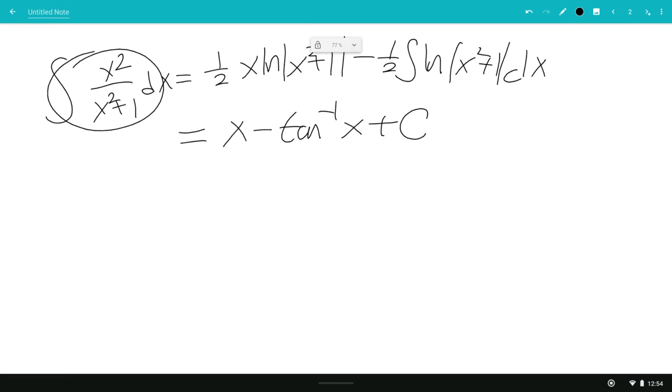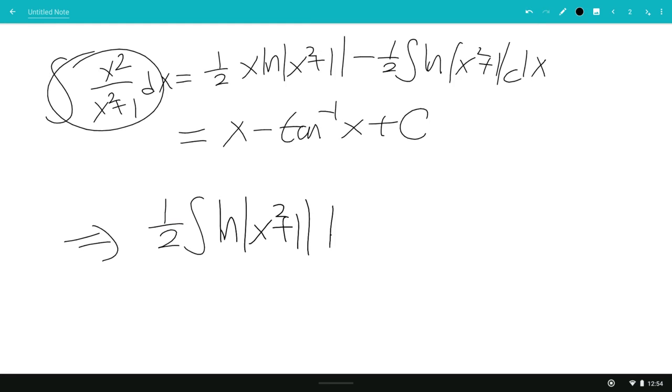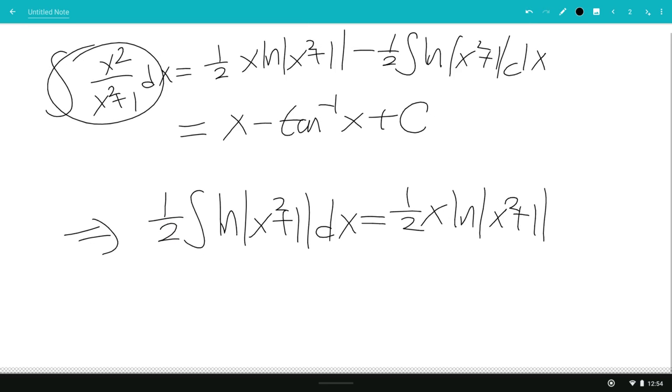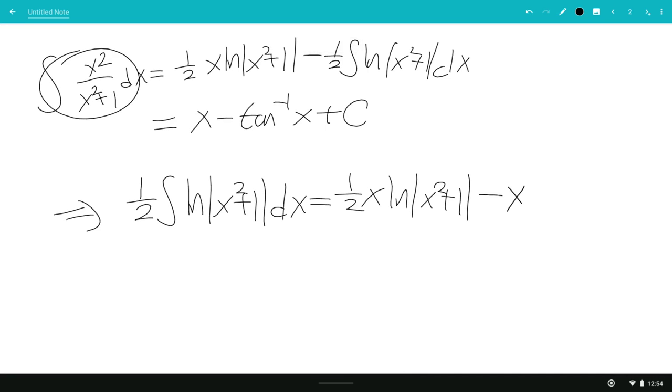Now, you could do c1 and c2, but you can just subtract them and you get just c. So we'll just move everything. We'll move the integral to one side, so we get 1/2 integral ln absolute value of x squared plus 1 dx equals 1/2 x ln absolute value of x squared plus 1 minus x plus inverse tangent x plus c.